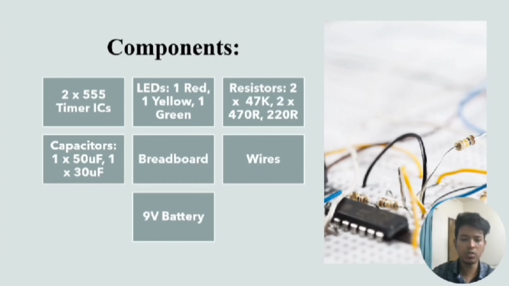Two variable resistors of 100 kilo ohm, which are VR1 and VR2, two capacitors of 100 microfarads, one breadboard, some connecting wires, and a 12 volt DC power supply.